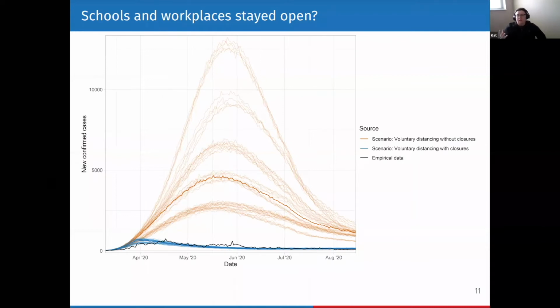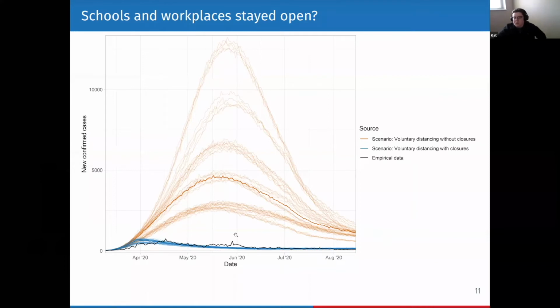So here we're seeing what it looks like if we hadn't actually closed schools and workplaces, and you can see you get quite a high peak. Depending on the simulation, it can be very, very high. But overall, you see this trend of a peak in cases in mid-May. And then, of course, they come back down because we've had quite a lot of transmission throughout the population.